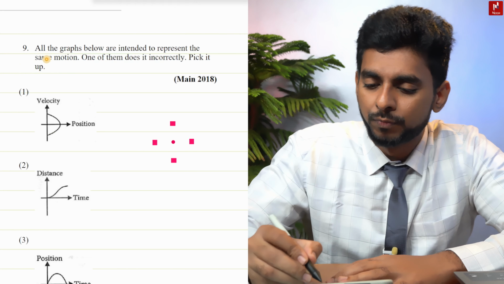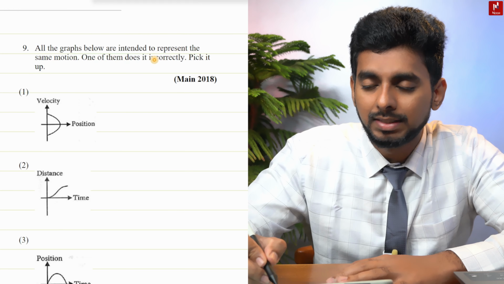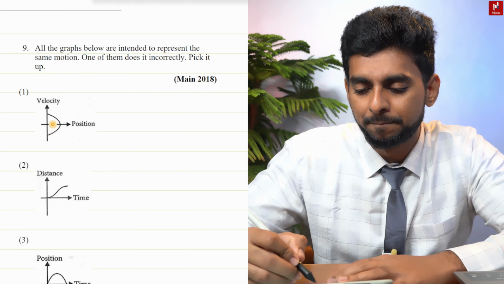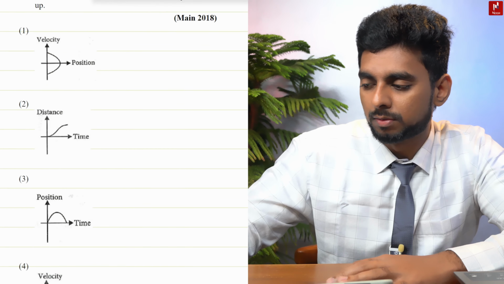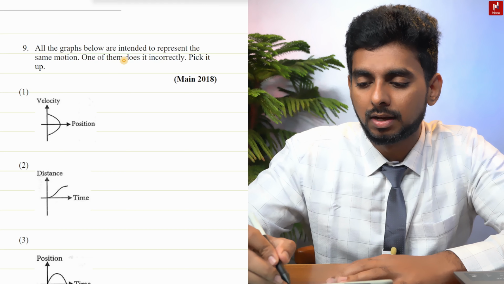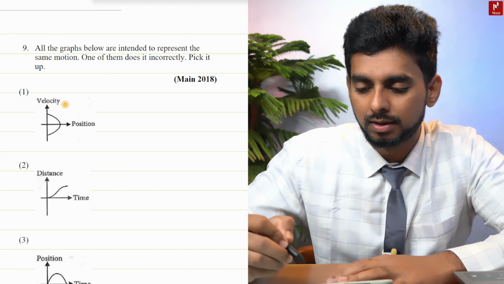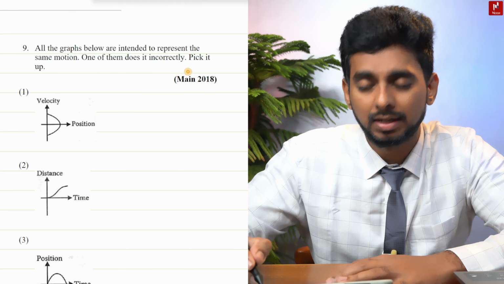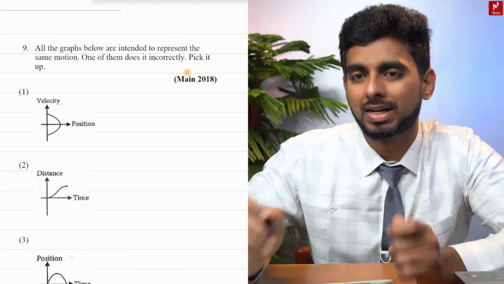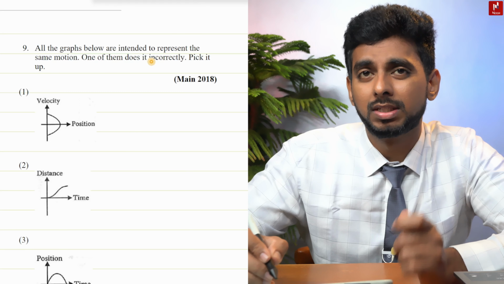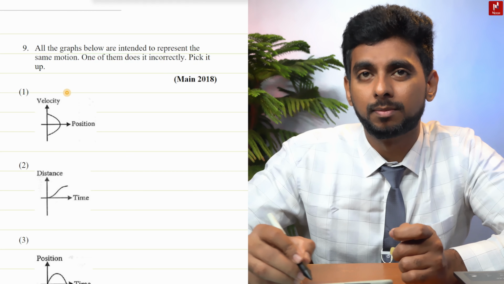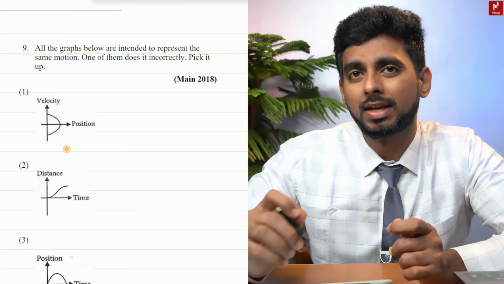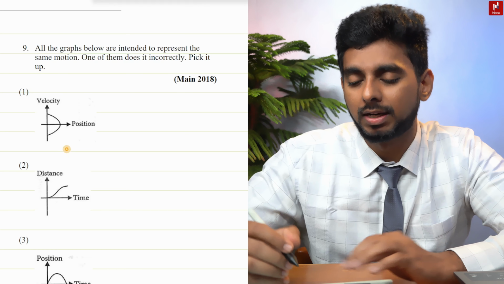Here they have given you: the graphs below are intended to represent the same motion. So here they have given you 4 different options. What they're telling us is that all the graphs are going to have the same motion, but one of them is not correctly matched. So one of them is actually incorrectly matched. Pick it up. I just have to get the one which is incorrectly representing that motion. So that's what I need to get over here.